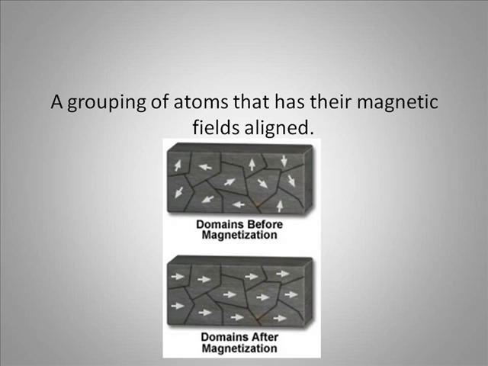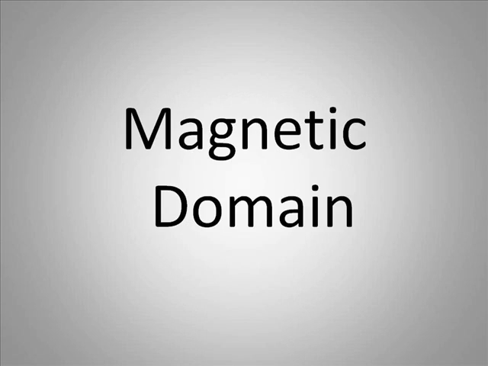This is a grouping of atoms that has their magnetic fields aligned. Again, this is a close-up view of what the atoms would look like inside either a magnet that has strong magnetism or one that has little to no magnetism. The answer, magnetic domain. Good job if you got it right. If you got it wrong, well, play it back, look back in your notes, review your flashcards, and just make sure you get it right when we take the test in class.